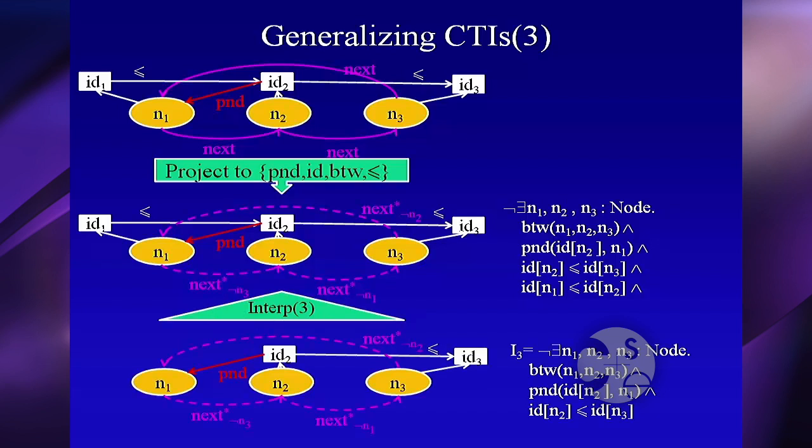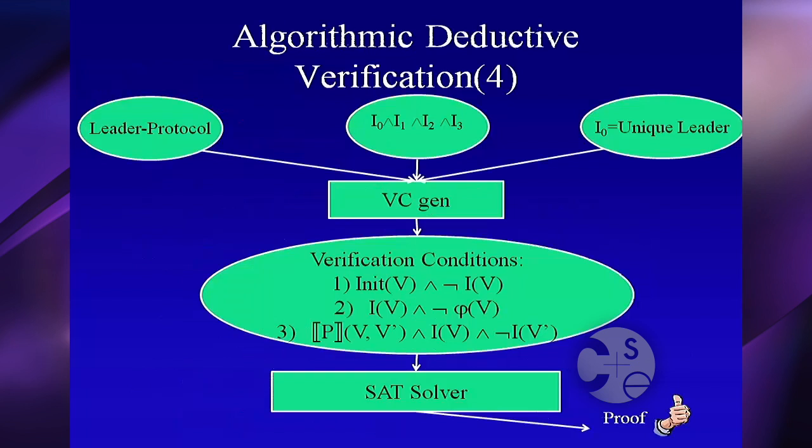We get this interpolation, and we see we get this property that we want. We get the property that basically says that if a node is between and if a node passes, then it must be greater than this node. So we got this kind of procedure, and during this procedure, we found the property that we want. So finally, we get this I0, I1, I2, I3. We feed it to this tool. We have this unique leader, and then the SAT solver gives us a proof. So we notice that in the procedure of it, we eventually found the inductive invariant.